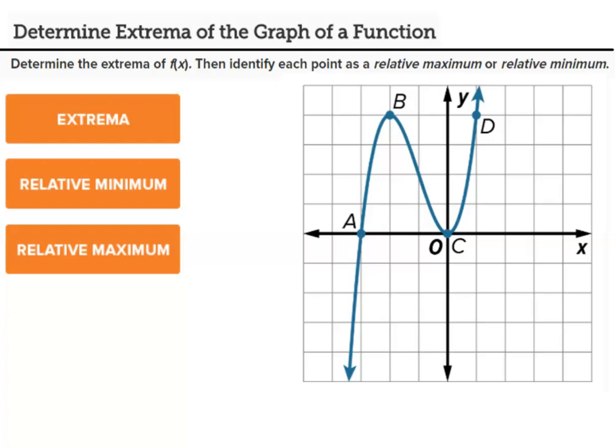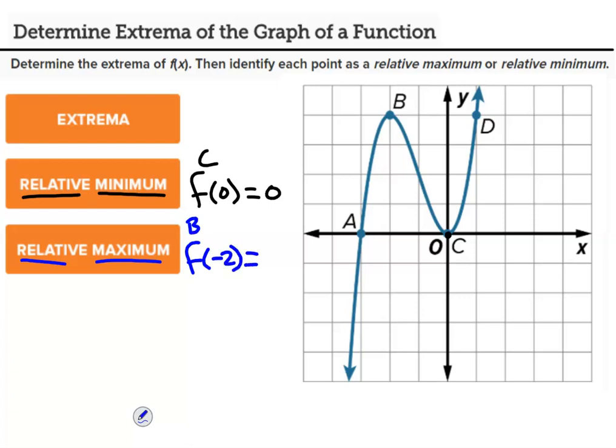All right, here what we would say is we have a relative minimum and a relative maximum. Okay, and just to maybe reiterate some function notation, our relative minimum, that would be right here, and so that would be, we would say f of 0 equals 0, or that would be point C. That would be our relative minimum. And then our relative maximum, that would be point B, but in function notation we would say f of -2 equals 4, because we have this point right there of (-2, 4), but writing it in function notation looks a little bit different.